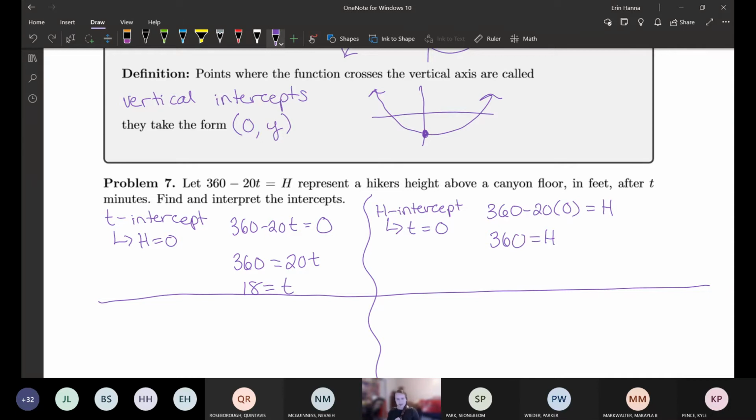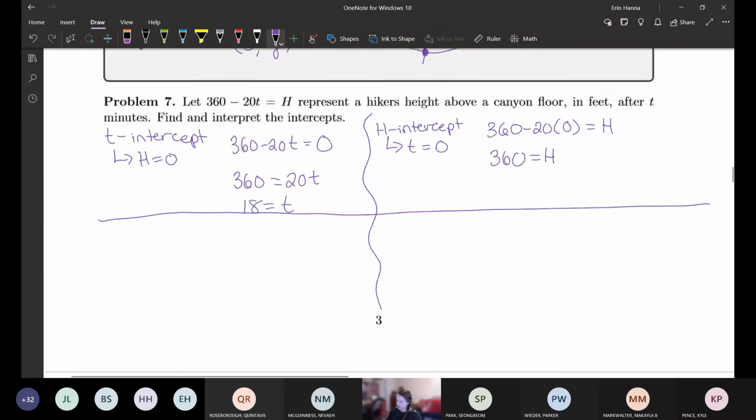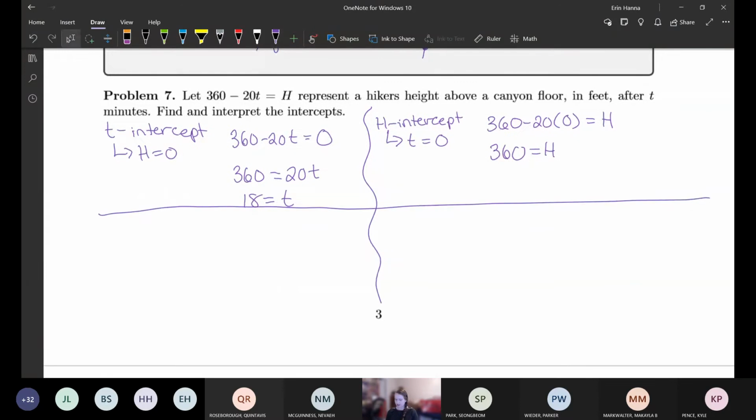And now I want to interpret these. You want to be really careful, because what I see people doing a lot is pairing those two together, and interpreting it in terms of a time of 18 and a height of 360 together as one point. That is not a thing. These are two completely separate entities. Sometimes they can be the same point, but the large majority of the time they're going to be separate. So you have to treat them as separate things, so we need two different interpretations.